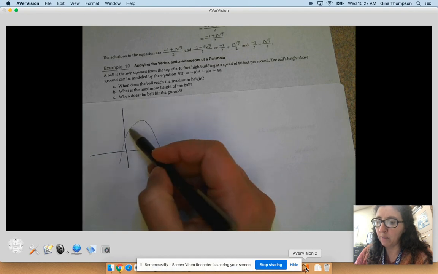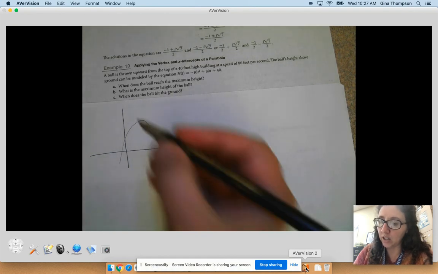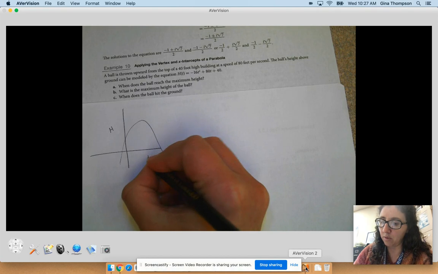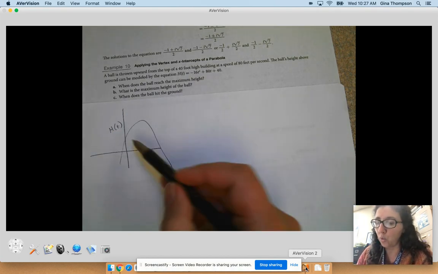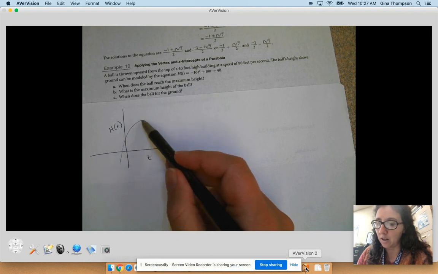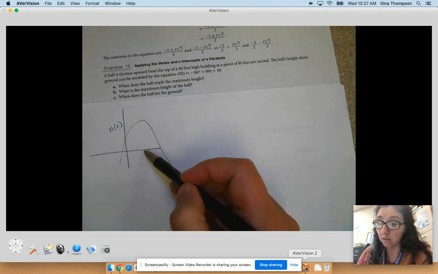So when does the ball reach the maximum height? Let's think this is the height and this is time, right? This is h as a function of t. That's the equation that they gave us. So when does it meet the maximum height? Well, that's going to be the t value of the vertex.